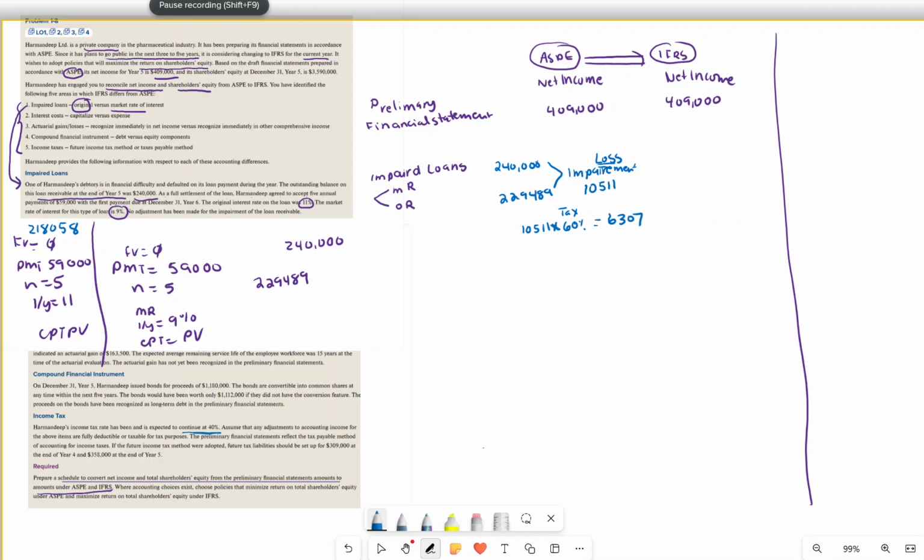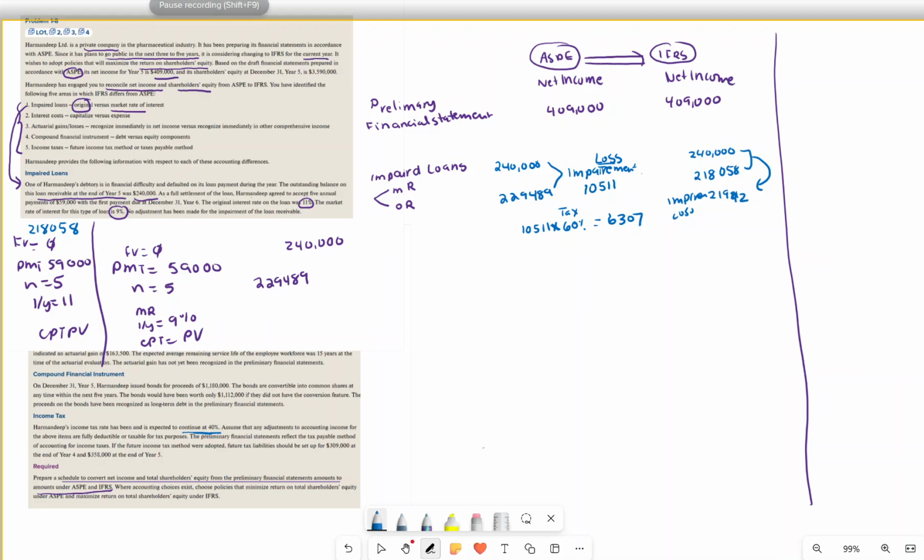So if I were to go under the IFRS, my original loan was 240, and my present value of the future cash flow is 218058. I take the difference between those two to get my impairment loss. My impairment loss is 21942, and this is the impairment loss we're looking for.